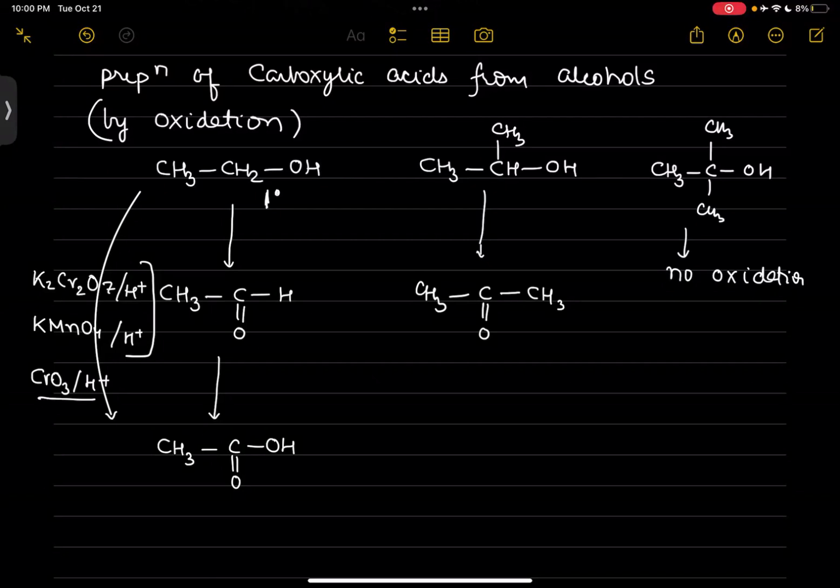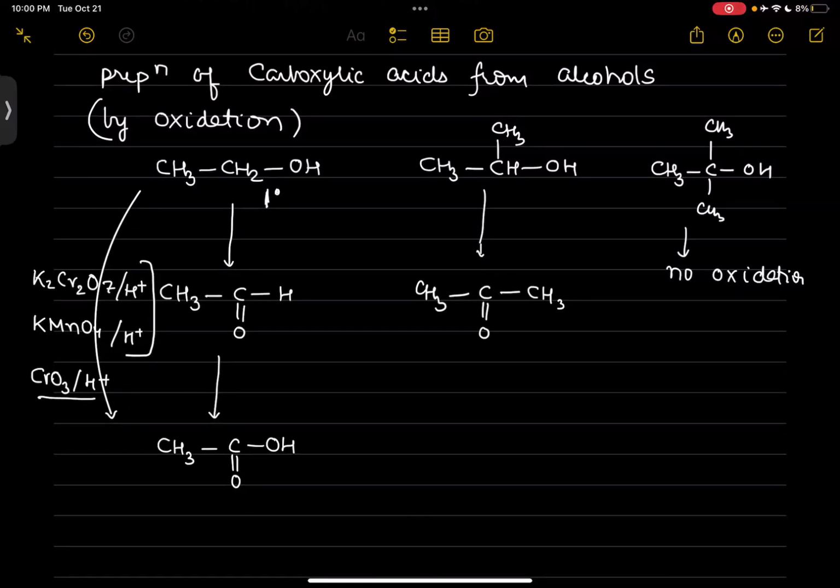Is it clear? Though H2O2 is there, that H2O2 has a disadvantage that it can decompose in sunlight. Got it? So we don't prefer H2O2. We prefer the more common oxidizing agent like potassium permanganate, acidified potassium permanganate. Is it clear or not? And which is the other reagent?